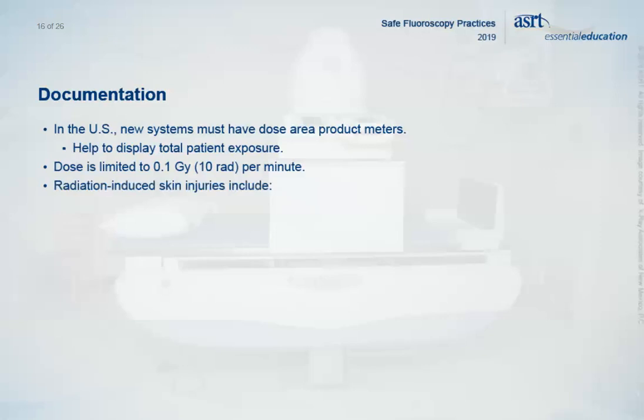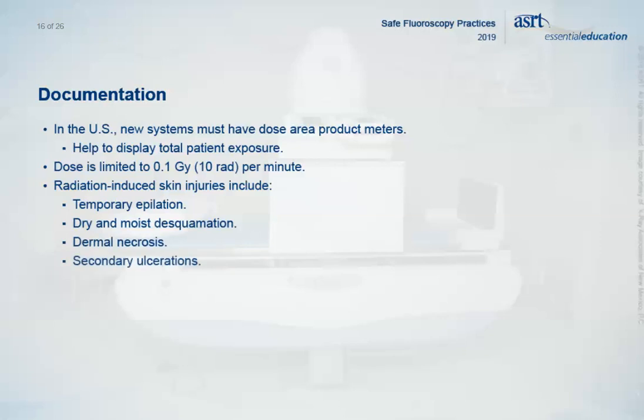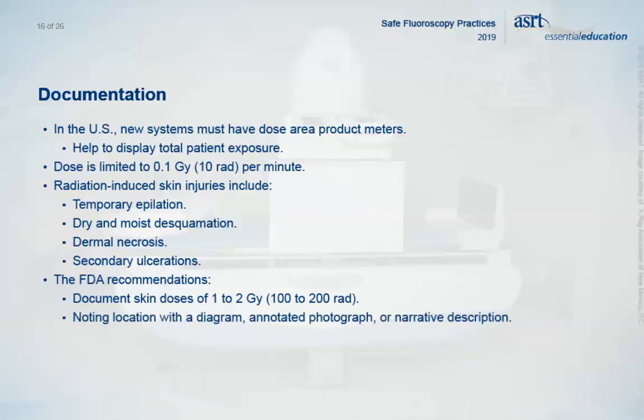Radiation-induced skin injuries as a result of interventional procedures include temporary epilation, dry and moist desquamation, dermal necrosis, and secondary ulcerations. The FDA recommends documenting any skin dose of 1 to 2 gray or 100 to 200 rad, and noting the location on the skin with a diagram, annotated photograph, or narrative description.